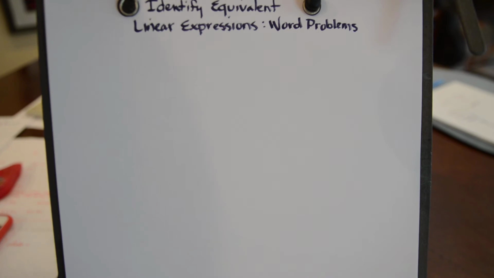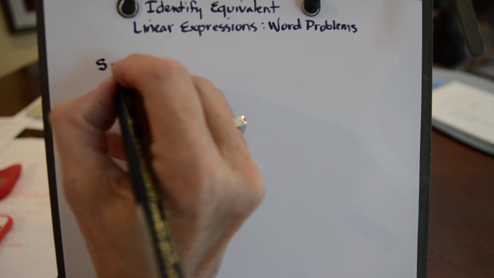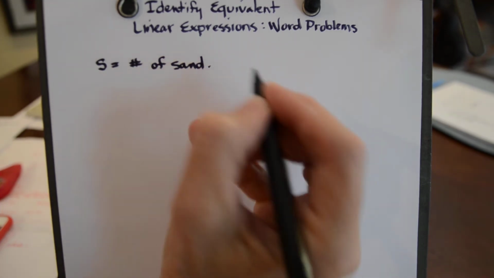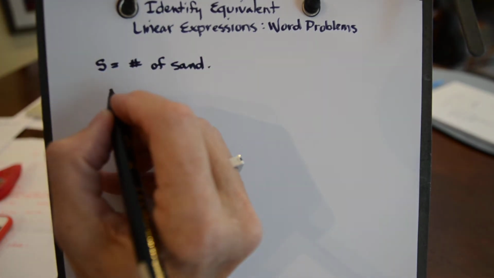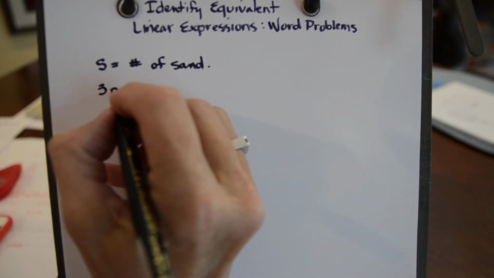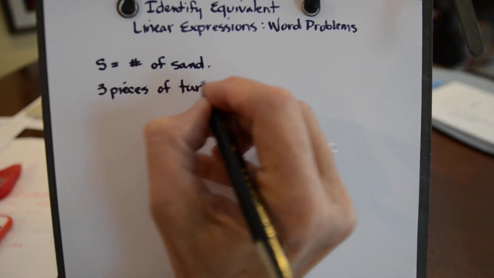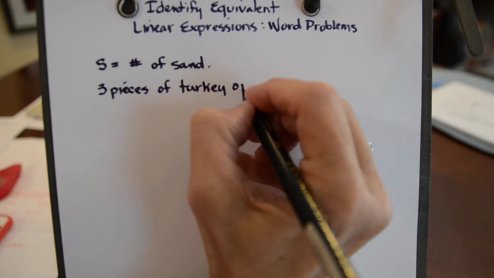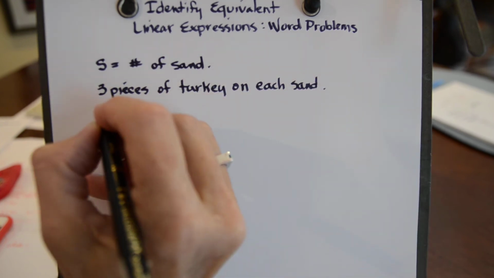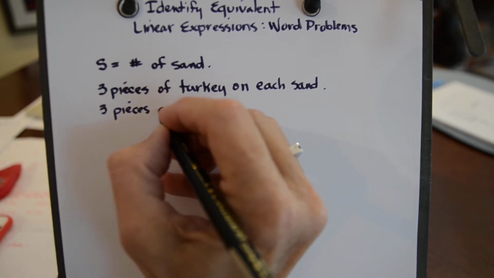Okay, it says he's going to the beach and he's made S number of sandwiches. So I'm just going to jot down that S equals the number of sandwiches. Then it said that he put on 3 pieces of turkey on each sandwich, and 3 pieces of ham on each sandwich.